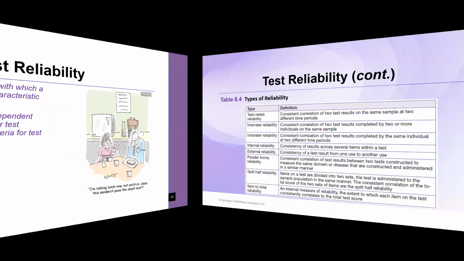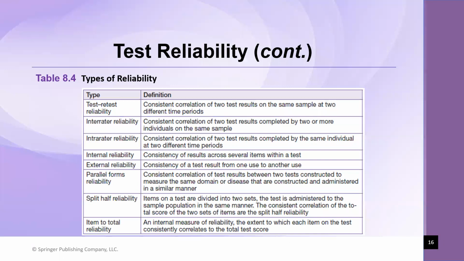Some of the terms associated with test reliability are listed here. I'm certainly not going to read them all to you, but the ones to know for sure are the first two. You hear those quite frequently. The first is test-retest reliability. That means if you take the test and you take the test again in another period of time, you will get the same results. So the more you take the test, you get consistent, reliable results.